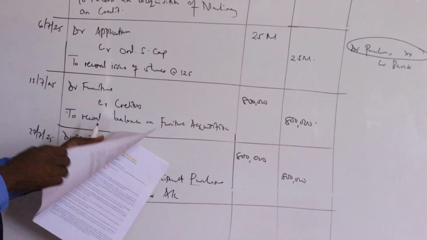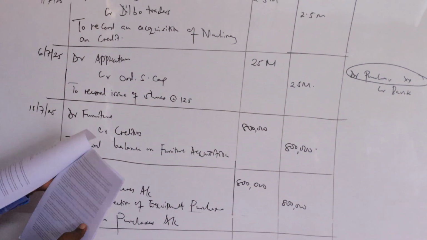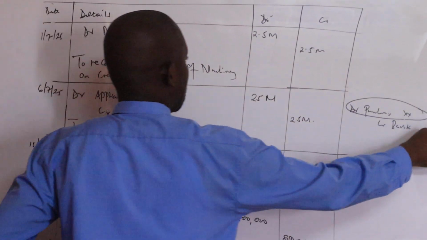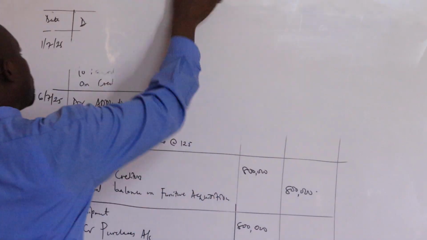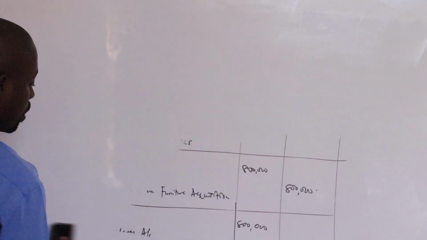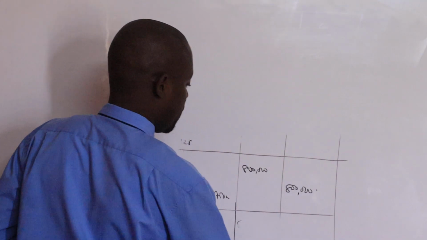The last part of this topic is what we call the trial balance. Trial balance, and I want to break it down very fast. Trial balance. This is the core of understanding preparation of financial statements.